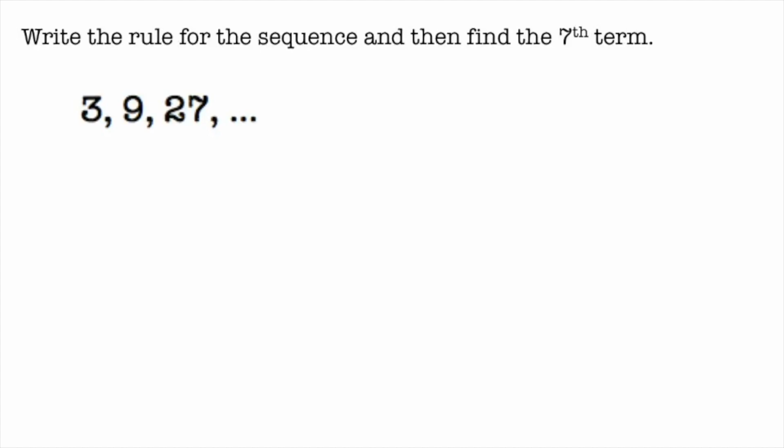All right, so let's take a look at an example. It says, write the rule for the sequence and then find the seventh term. So we have 3, 9, 27. So the first thing you have to do is write down your formula to find the seventh term or any term. And remember, a sub n is just what your answer is going to be. A sub 1 is the first number in the sequence, which is 3. R will be the common ratio. And then again, n is going to be 7 this time because that's what the question's asking.